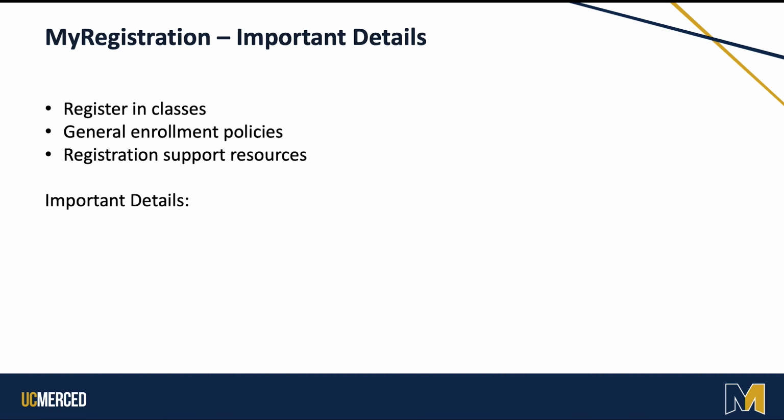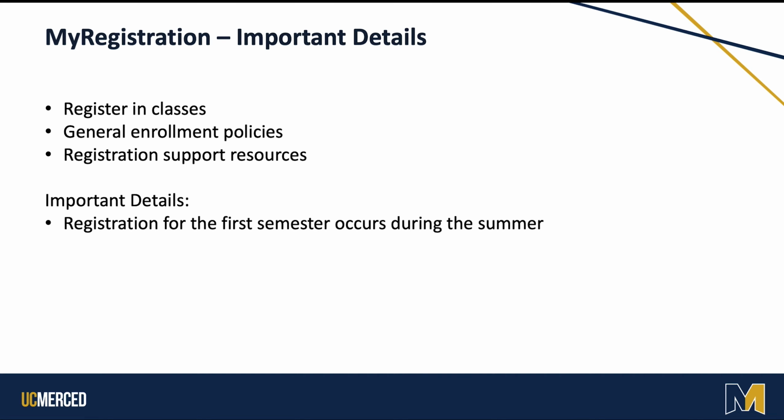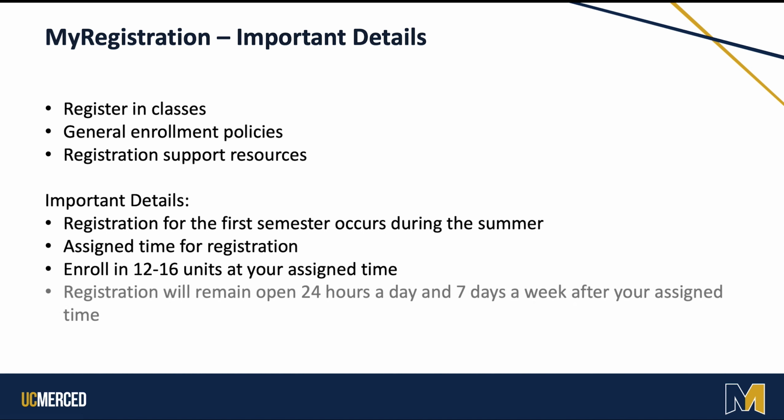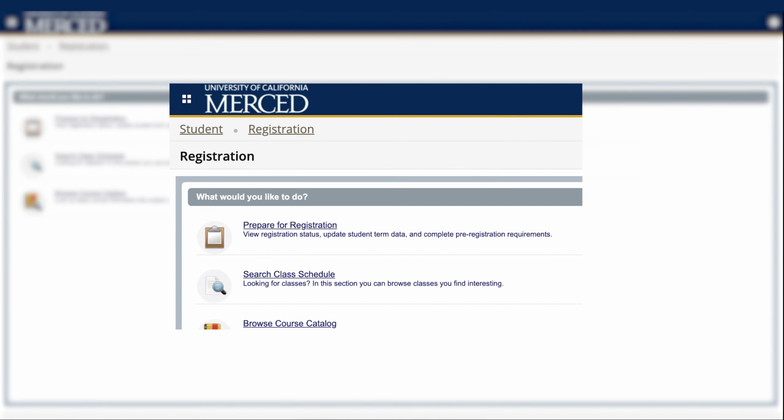As we have shared, registration for the first semester occurs during the summer. Every student has an assigned time when registration begins. It is important to enroll in 12 to 16 units at your assigned time to have the best selection of classes and class times. Registration will remain open 24 hours a day and 7 days a week after your assigned time so that you may continue to adjust your schedule. You may find your assigned registration time under My Registration and then click on Prepare for Registration.